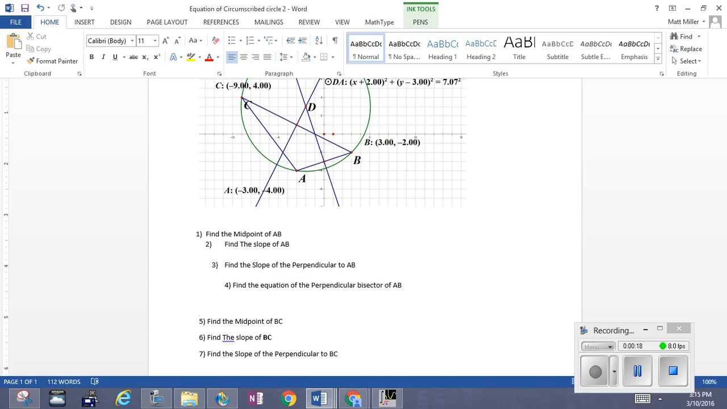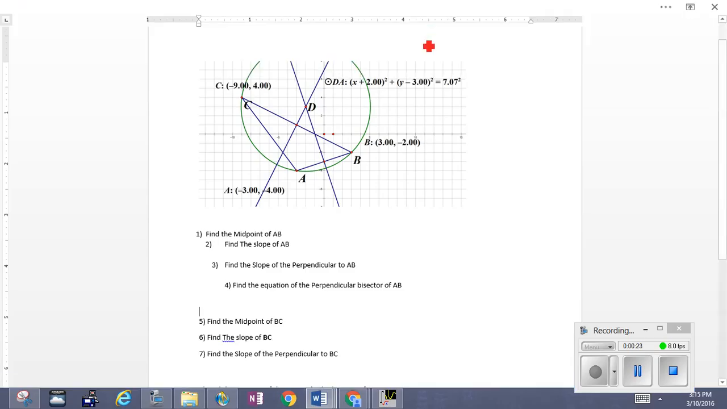How do we go about this? Okay, because you need to be able to do this algebraically. All right, algebraically. You should remember what we're doing is finding the perpendicular bisectors of the sides of the triangle and the point where they intersect, because that is the center of the circle.